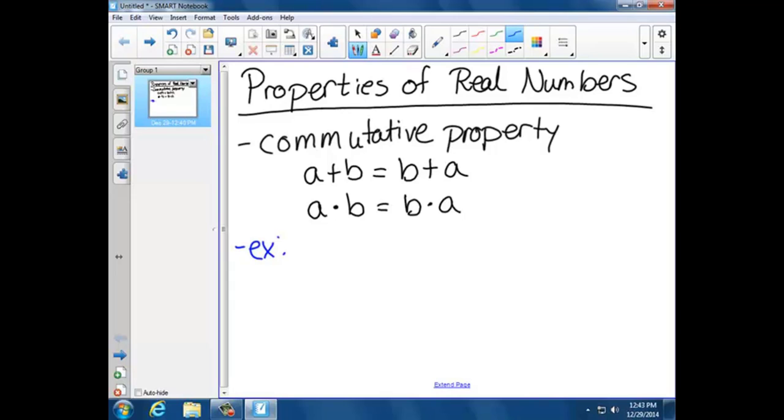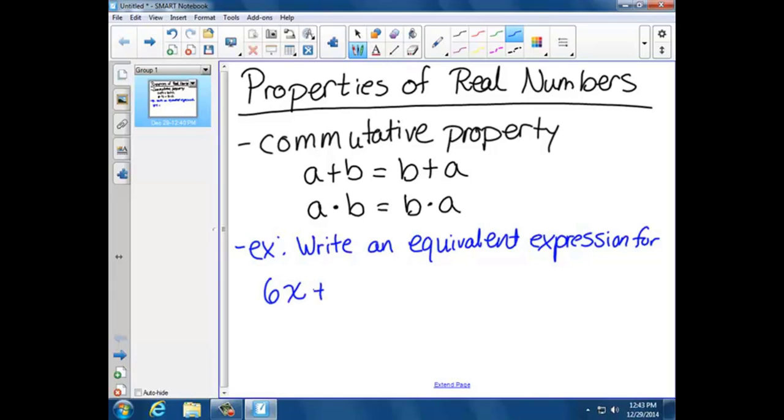So you might be asked to write an equivalent expression for, let's say, 6x plus 2. So 6x plus 2, an equivalent expression would be 2 plus 6x. So it doesn't matter which way you add it, 6x plus 2, or first do 2 and then add 6x.